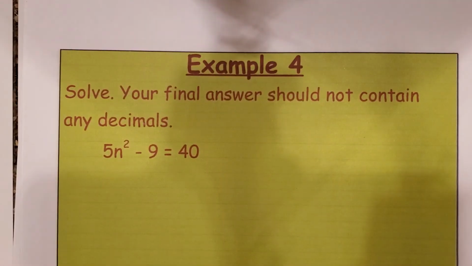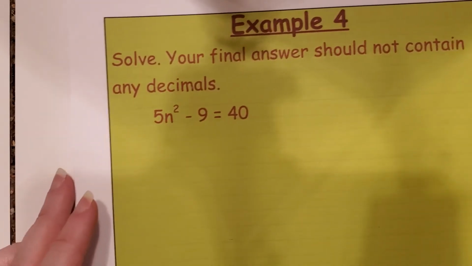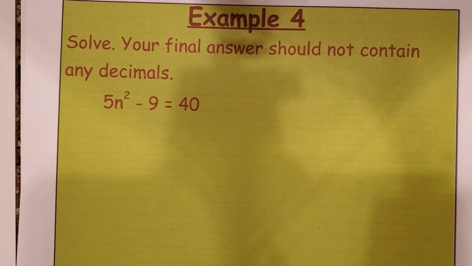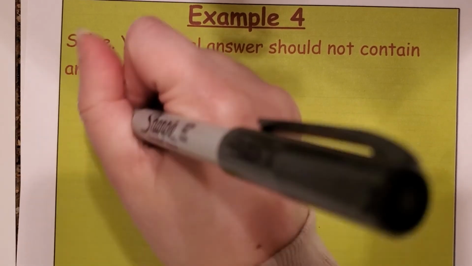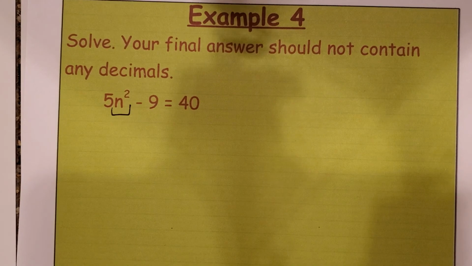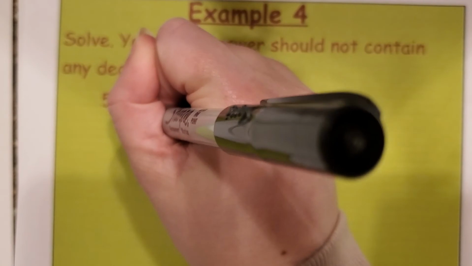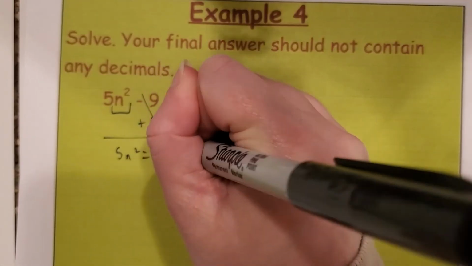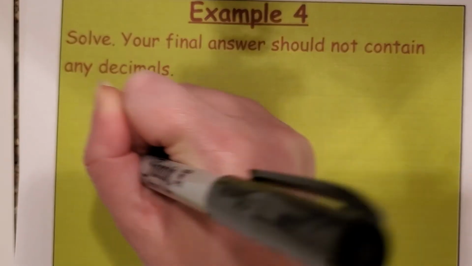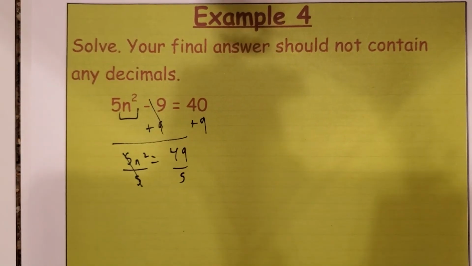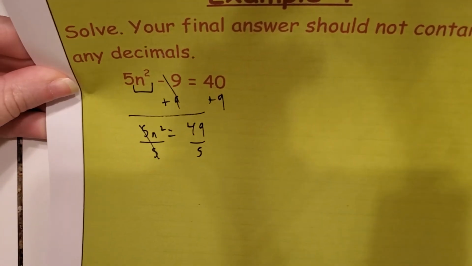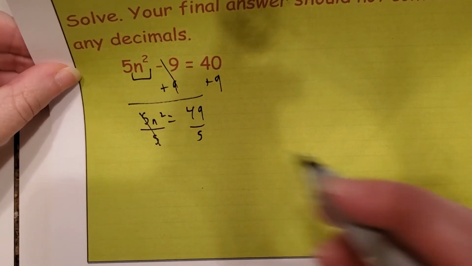So how does all of that come into solving quadratic equations by taking square roots? Well, all the way back to the beginning, we want n squared alone first. So we're going to do the same things we did at the beginning of this lesson. Plus 9, divide by 5. Now this also says your final answer should not contain any decimals. So we're going to keep that pattern up as we do this problem, and I'm not going to have any decimals at all.